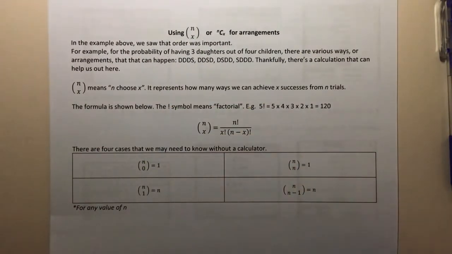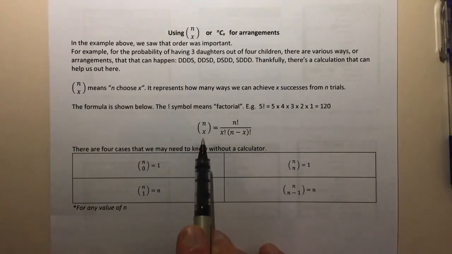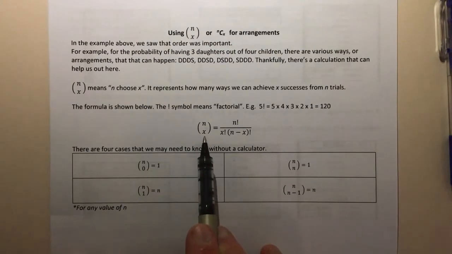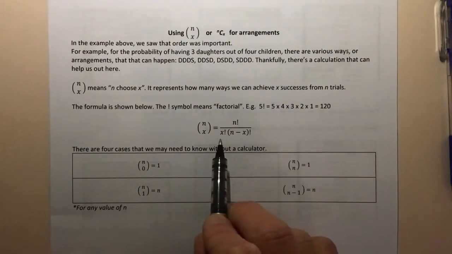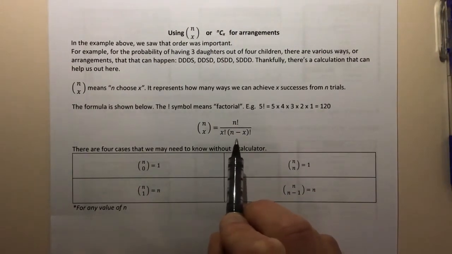So the way this calculation works, and it's not a commonly applied calculation, you usually will be allowed to use your calculator to bypass this knowledge, but it's probably important to understand what this formula actually is. The formula says that it's n choose x. In other words, if the number of trials is n and the number of successes is x, the total number of combinations will equal n factorial divided by x factorial times n minus x factorial.